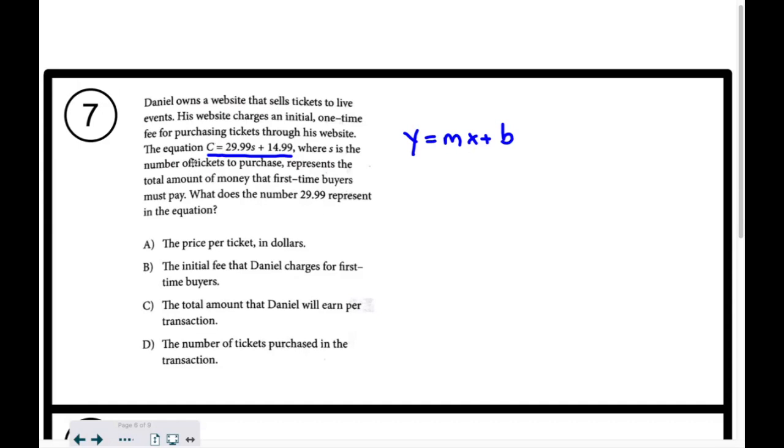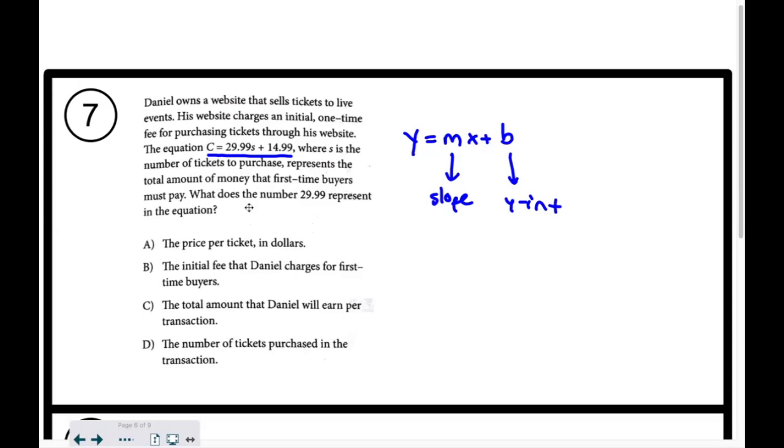There's not many forms on the SAT. There's linear, there's quadratic, there's some exponential, and then circles. But there's not that many forms. So we should be able to recognize this is linear. And we should know that the number in this position is the slope, and the number in this position is the y-intercept. These are all concepts that we definitely need to know.